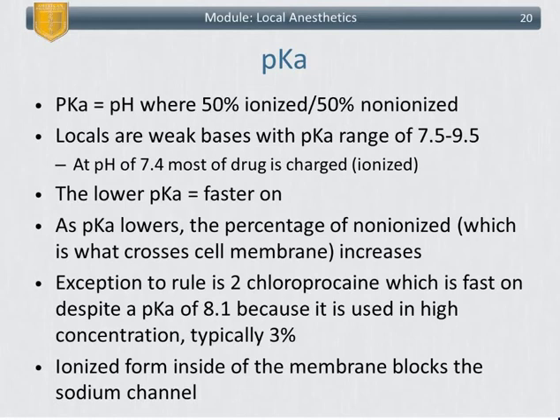The exception to the rule is just dosing, really, is 2-chloroprocaine. It's very fast on, in spite of the fact that it has a high pKa, because we use such high doses of it because it's rapidly metabolized. So it's just doses creating that high speed. Once it crosses the cell membrane, now it's the ionized form. So it's the non-ionized form that gets into the cell, but once it's in, it's the ionized form that blocks the sodium channel.